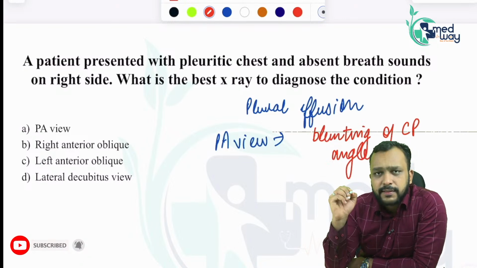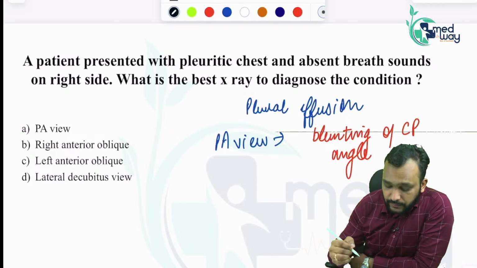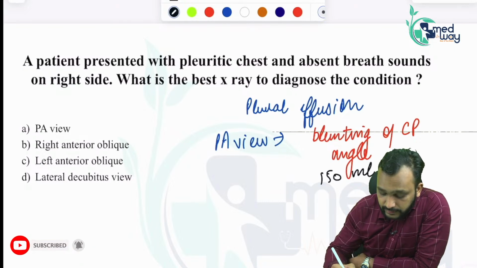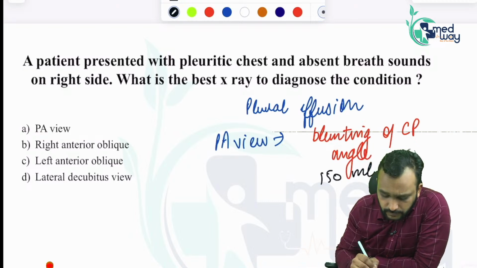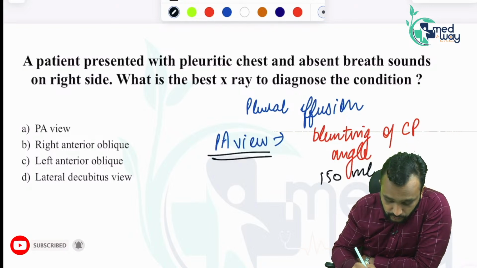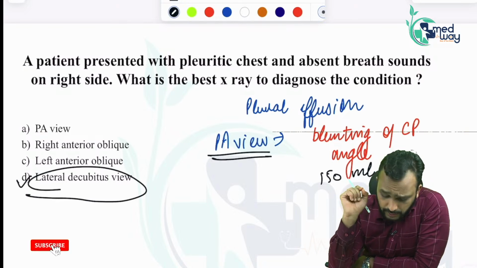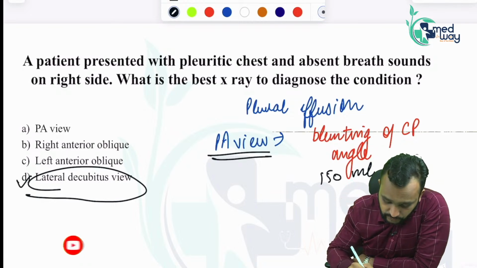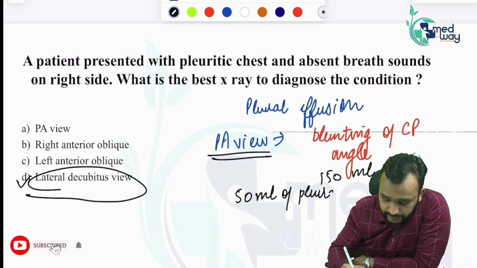Now the question that is asked: what is the amount of effusion that is needed to cause blunting of the CP angle? This blunting of the CP angle happens when there is approximately 150 to 200 ml of pleural fluid. Now if we have to detect any effusion before that, your lateral decubitus view is the best view to diagnose pleural effusion on the X-ray. It can detect up to 50 ml of pleural fluid.